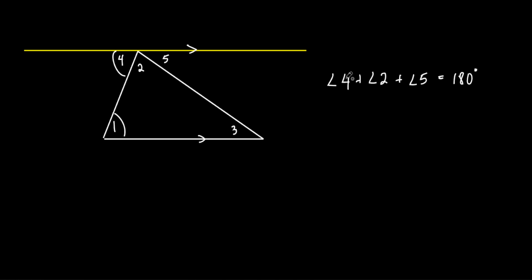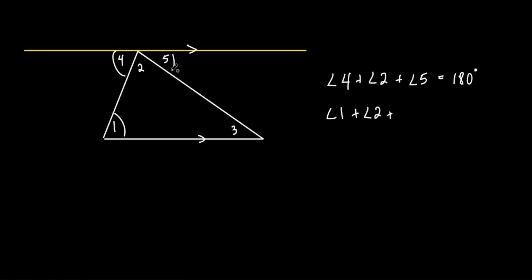So instead of writing angle 4, I could rewrite angle 4 as what? Angle 1. Everybody with me on that? So 4 and 1 are the same measure, right? They're not the same angle, but they're the same measure. So this is angle 1. Angle 2, I'm just going to write down as angle 2, because angle 2 equals angle 2.